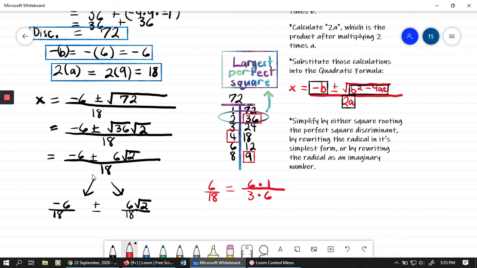And again, the common factors at both the top and the bottom cancel out. The common factor 6 at the top cancels out with the common factor 6 at the bottom. And we are left with the simplified version of this fraction. So 6/18 is equivalent to 1/3. And so we're going to, again, rewrite this fraction as -1/3.